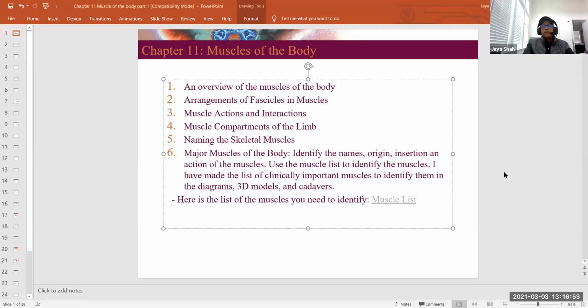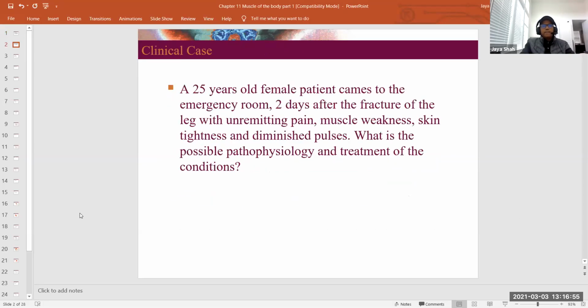I'm going to change the sharing now. I'm going to go back to my PowerPoint slide. So today's lecture, I'm going to start with a clinical case.